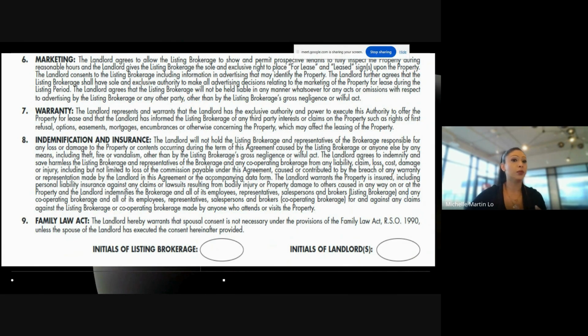Please do not leave your jewelry or your cash or anything out there because you never know who's coming in. But God forbid if anything happens, you're not held responsible for any damages or any loss that's taking place to the property.